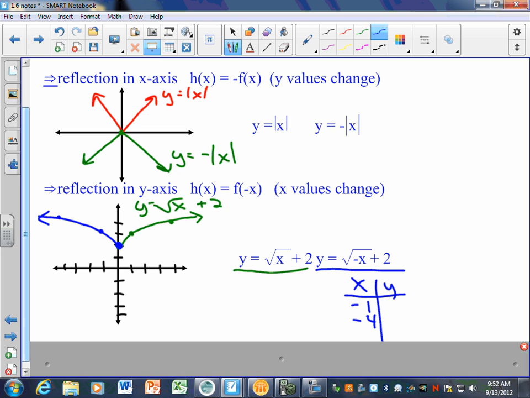On your homework, it's going to be all mixed up. There might be horizontal, vertical, and a reflection all in the same graph. So let's see what we have next. Next we have examples or more stuff. We have one more type of transformation.